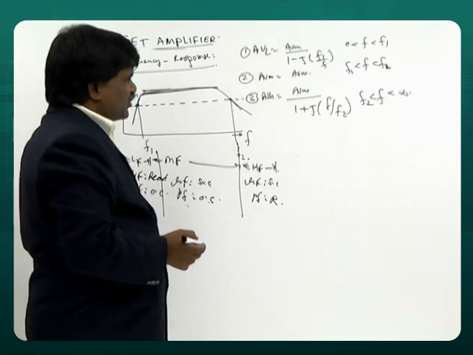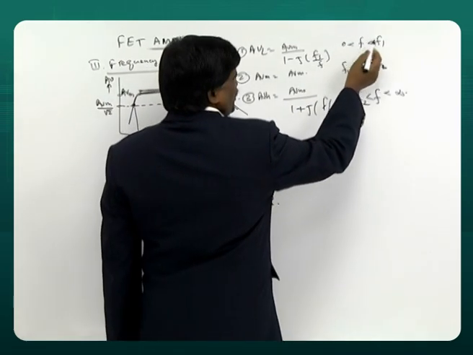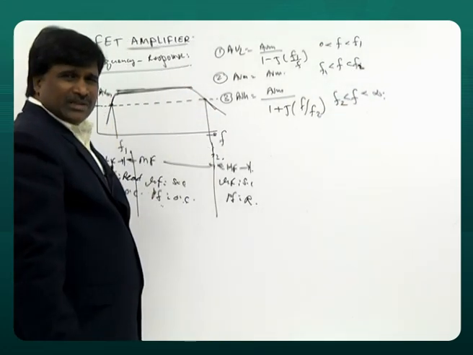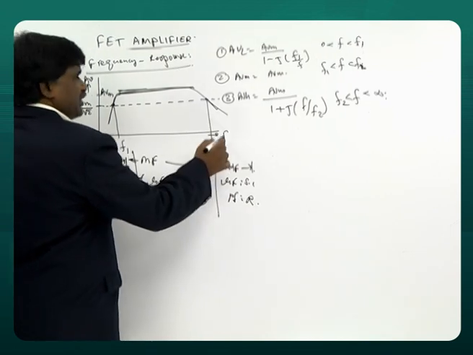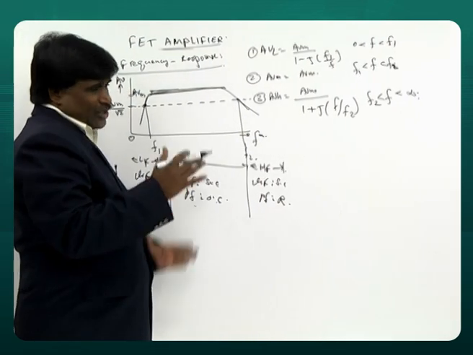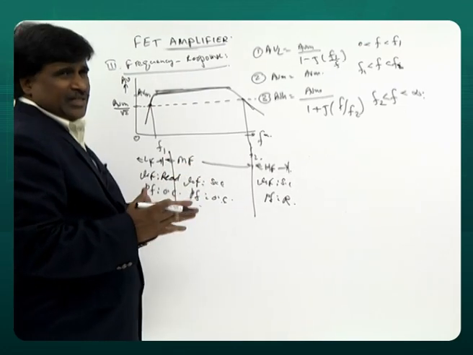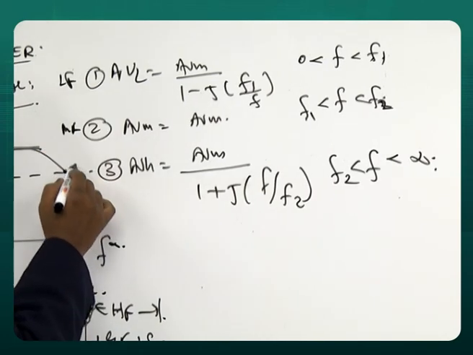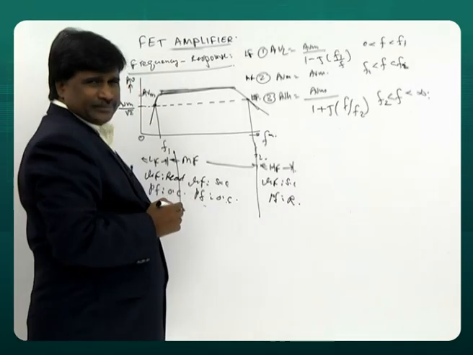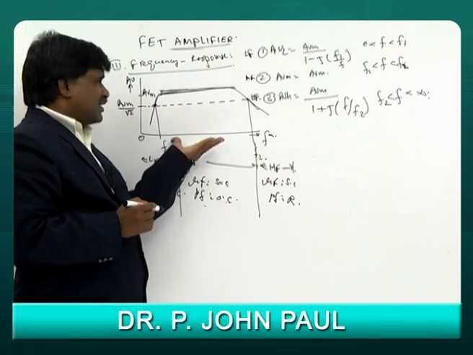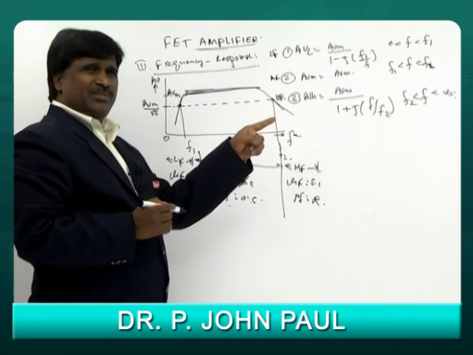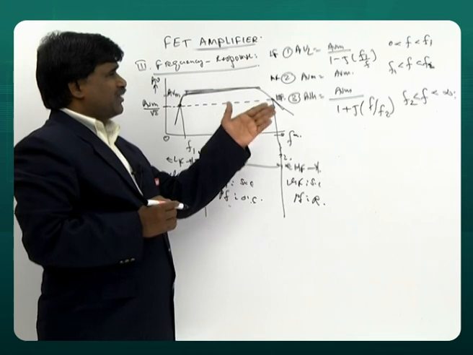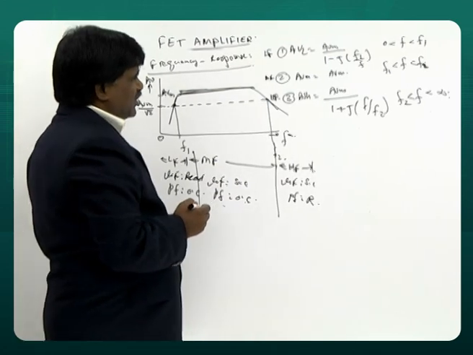So what a beautiful idea I want to teach you. It's starting from 0 to F1, then F1 to F2, then F2 to infinity. That means you are really starting from 0 to infinity, and the whole frequency is divided into three parts. AVL means low frequency. This is mid frequency. This is high frequency. So what you have qualitatively, you have quantitatively. That's called mathematical treatment. Every qualitative response should have a quantitative response.